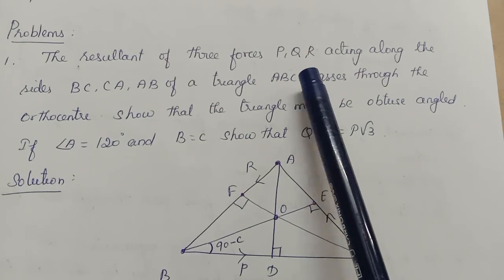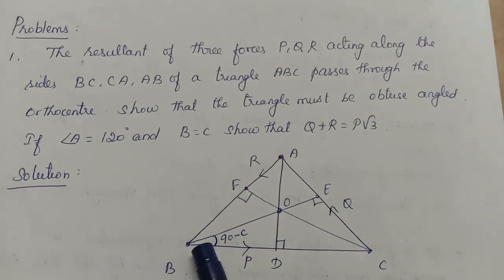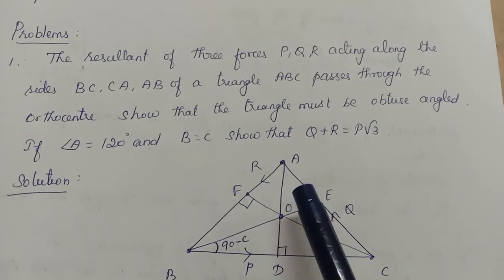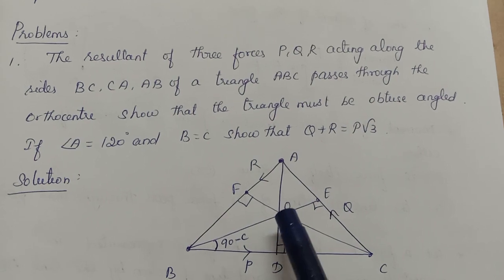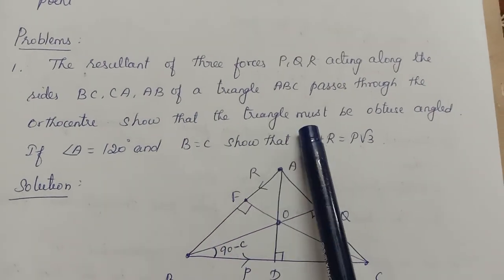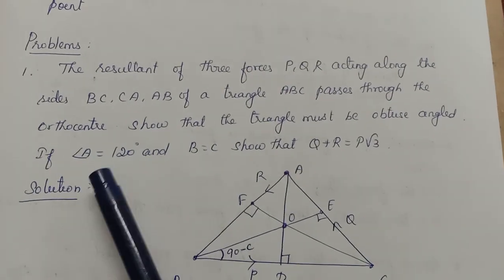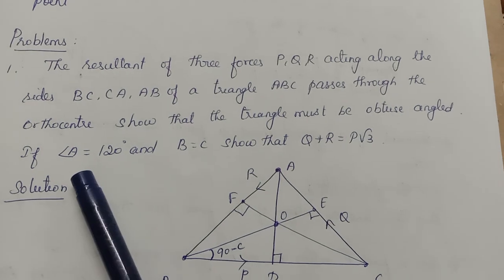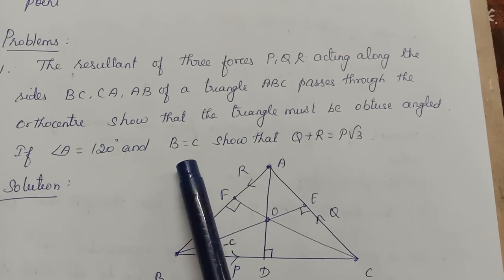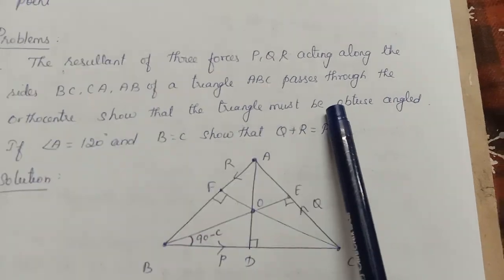Then the point of intersection of all these three lines is called your orthocenter. So in this question, what they have given is three forces, P, Q and R, acting along the sides of a triangle, and the resultant of these three forces passes through your orthocenter. What is the result we want to prove? The triangle must be obtuse angled. This is the first result. The second result we want to prove is, in case angle A equals 120 degrees and angles B and C are equal, then Q plus R equals P root 3. So two results we want to prove.